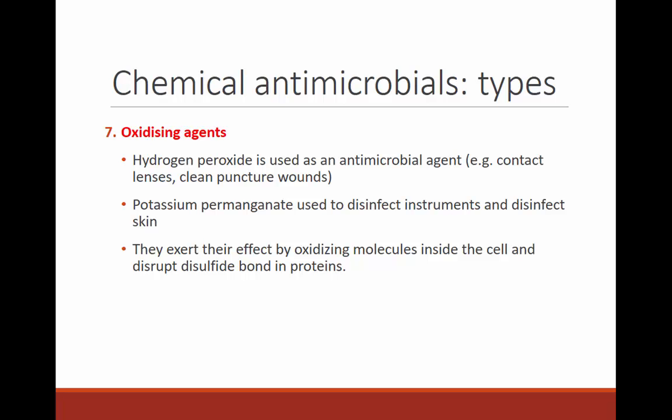Potassium permanganate, has anyone ever used this? It's like a purple solution that you can put on skin. It's great to disinfect instruments, possibly even skin, but if it's ingested, it's toxic. So you always have to think about how it's being used. And both of these, they oxidize molecules inside the cell. That's how they work.